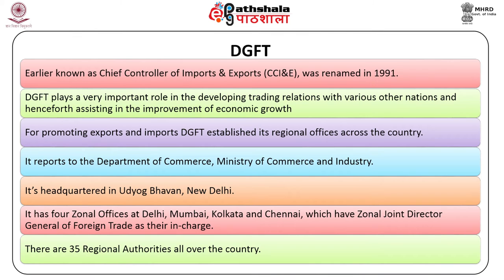DGFT plays a very important role in developing trade relations with various other nations and thereby assisting in the improvement of economic growth, simultaneously providing a certain impetus needed in the trade industry. For promoting exports and imports, DGFT establishes its regional offices across the country. It reports to the Department of Commerce, Ministry of Commerce and Industry. Its headquarters are in Udyog Bhavan, New Delhi. It has four zonal offices at Delhi, Mumbai, Kolkata and Chennai, which have a Zonal Joint Director General of Foreign Trade as their in-charge. There are 35 regional authorities all over the country.